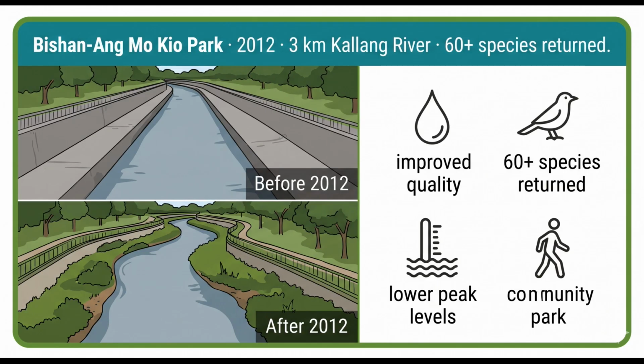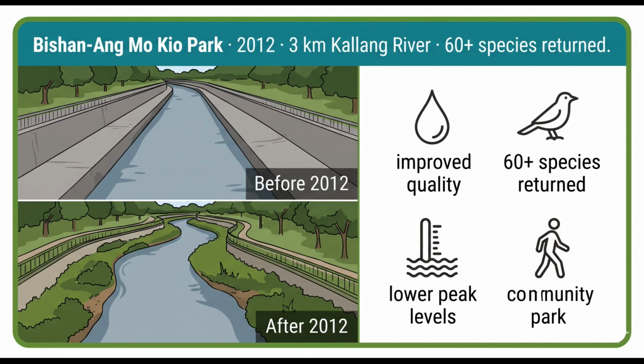For the exam, you need a named example. Look at the Bishan Ang Mo Kio Park case study on screen. Completed in 2012, this project is the most significant implementation of the ABC Waters approach in Singapore. The straight, concrete-lined Kallang River, which ran through the middle of Bishan Ang Mo Kio Park, was completely transformed. The concrete walls were removed and replaced with a 3-kilometer naturalized river with planted, sloped banks, constructed wetlands at the edges, and walking paths alongside.